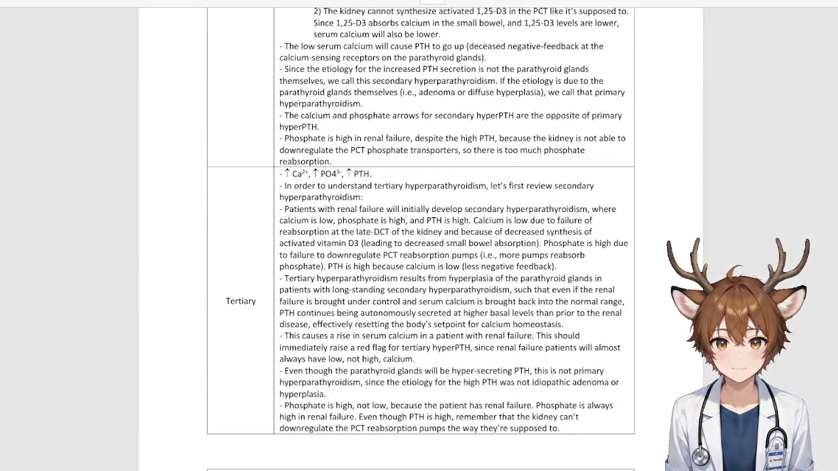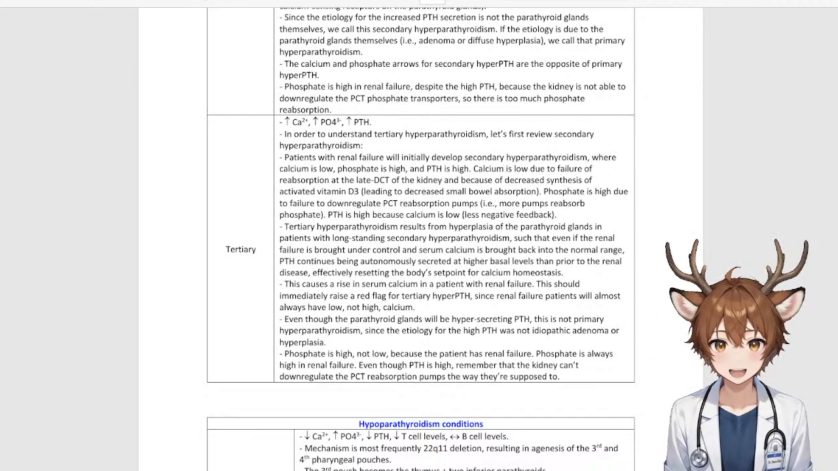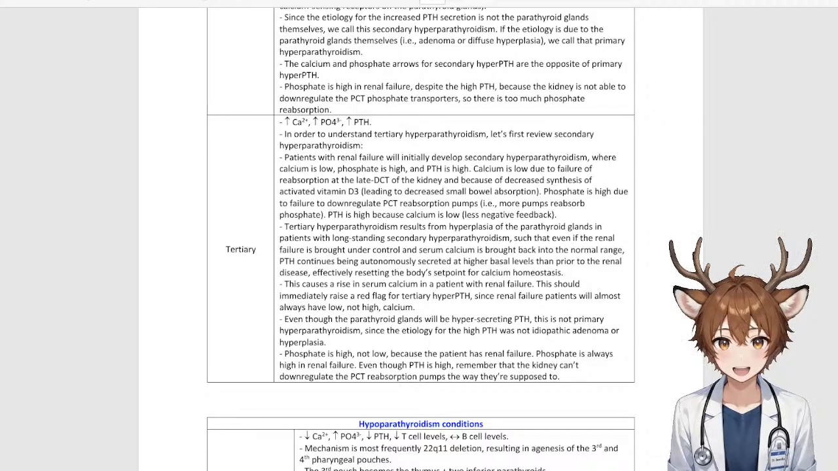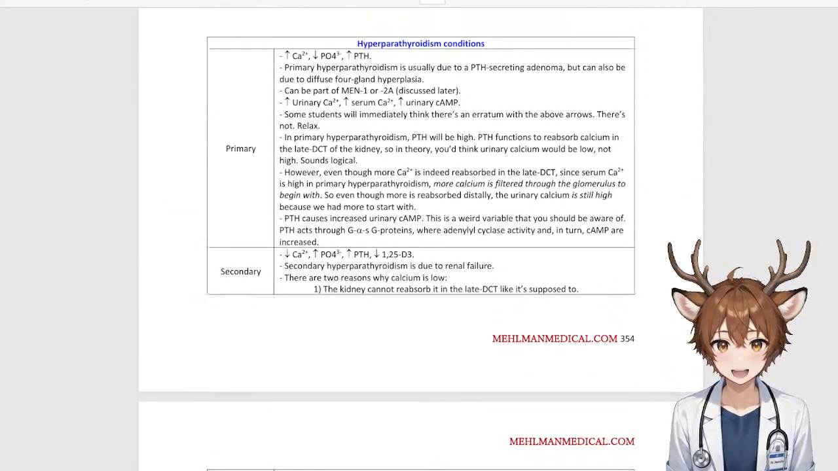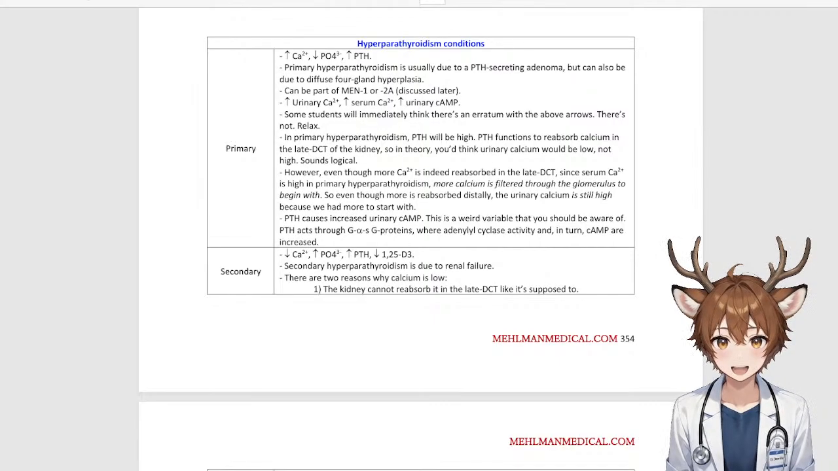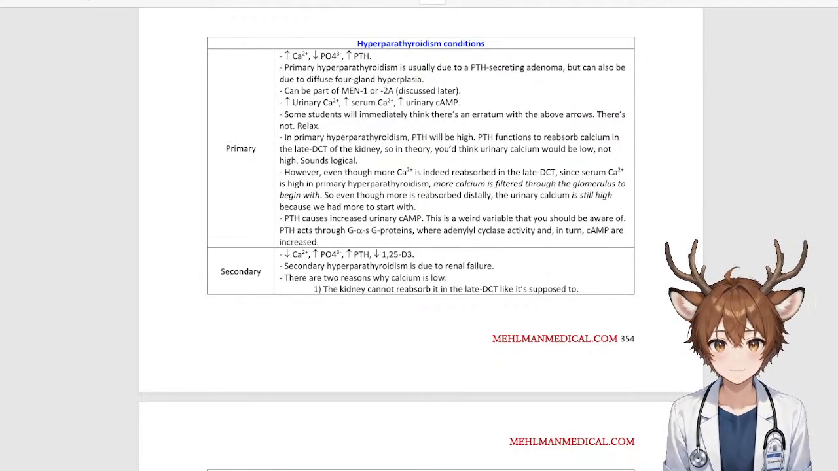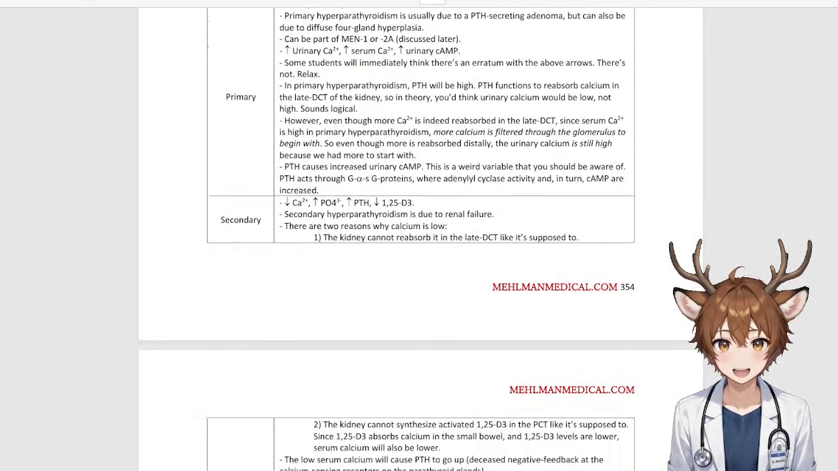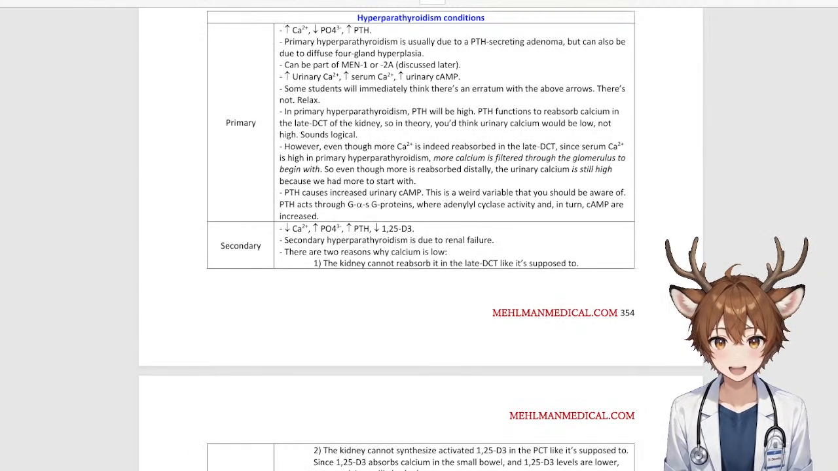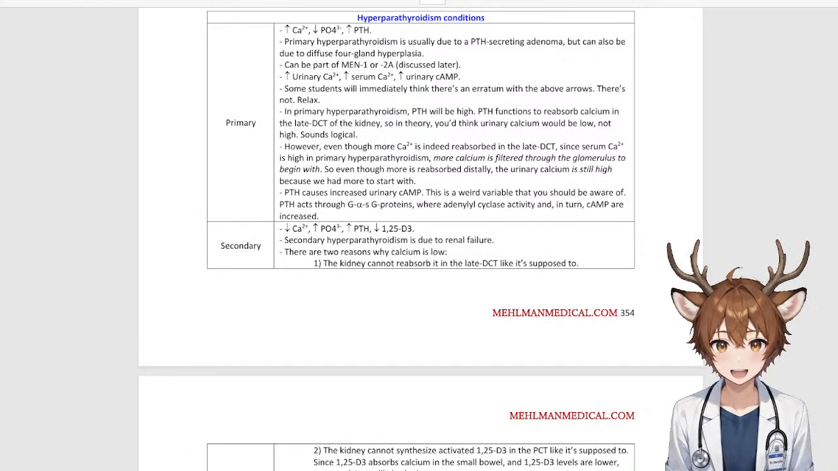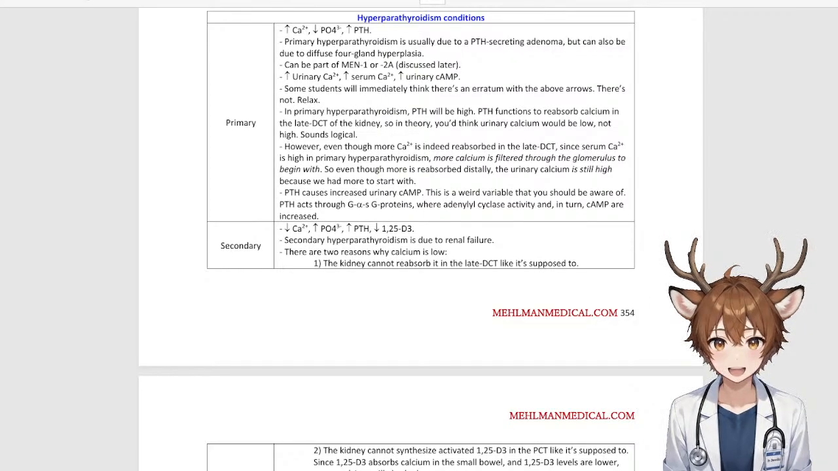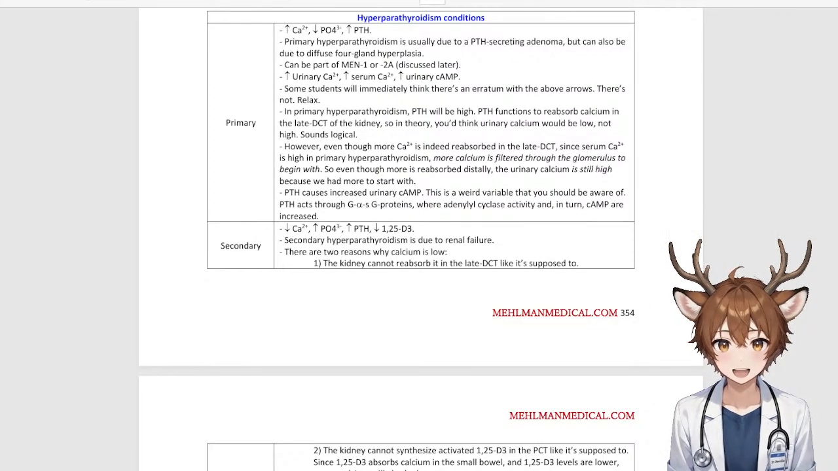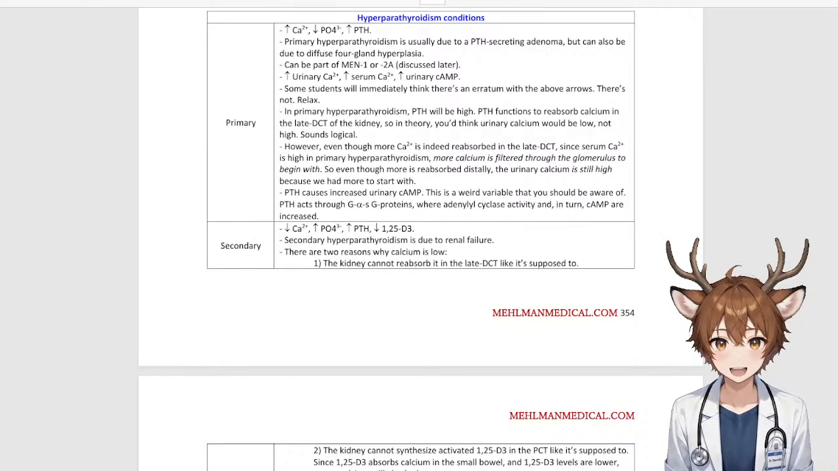Tertiary hyperparathyroidism: elevated calcium, elevated phosphate, elevated PTH. So I just want to make this clear for you. Let's go back to primary. Primary hyperparathyroidism, you have high calcium, low phosphate, high PTH. For secondary, you have low calcium, elevated phosphate, elevated PTH, low 1,25-D3. So basically, the calcium and phosphate levels are reversed, and PTH remains high, of course. But 1,25-D3 is also low.